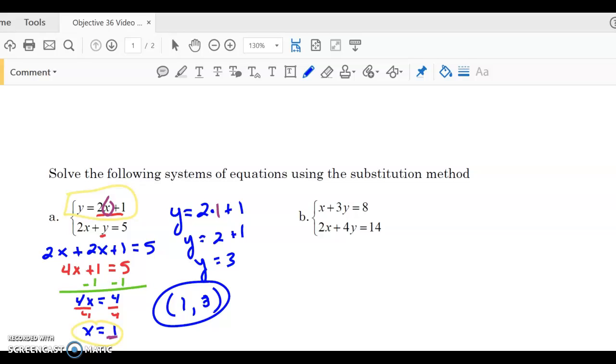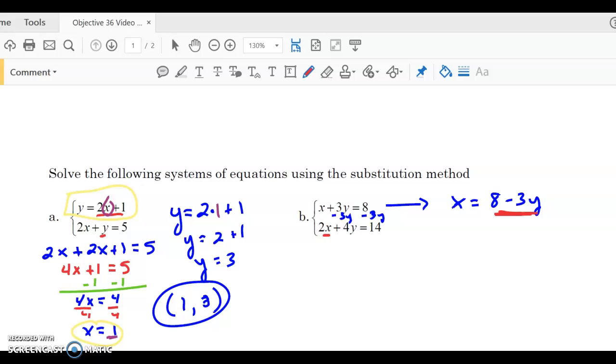Part B. Part B is a little more difficult because we have x plus 3y equals 8, which is standard form from your algebra class, and 2x plus 4y equals 14, which is also standard form. Unlike A, where the first equation was in slope-intercept form and it was much easier to substitute, we're going to have to be a little more creative. So I would take the first equation and subtract 3y from both sides. So we get x equals 8 minus 3y. Since x is isolated, I would take the 8 minus 3y and substitute it in for x.